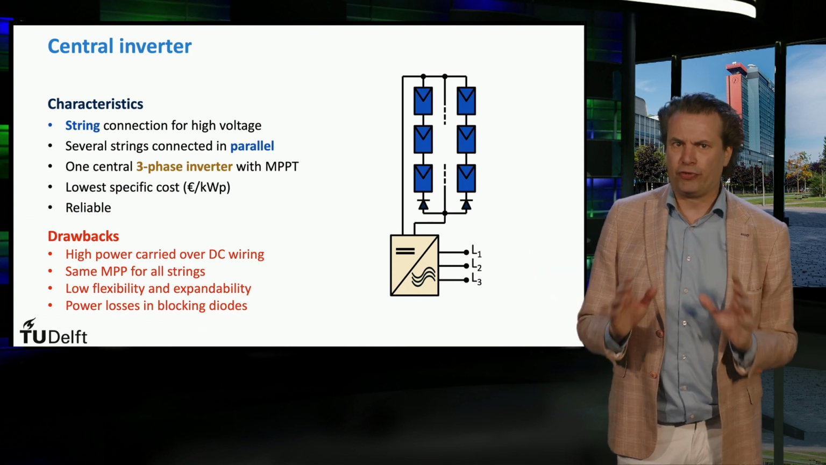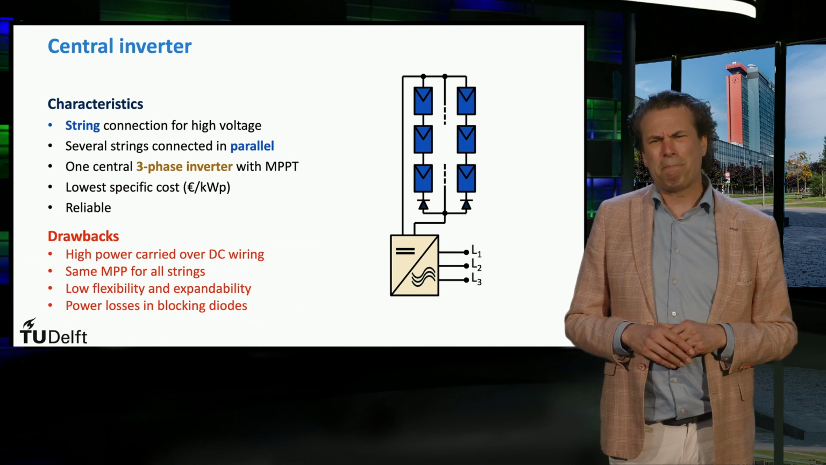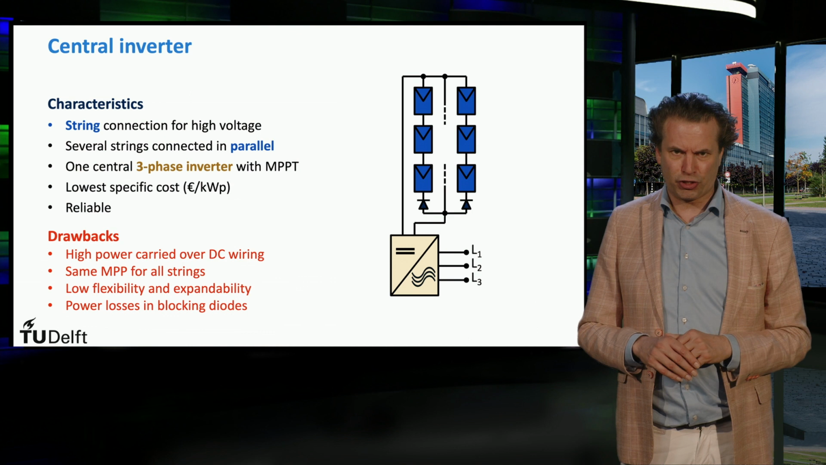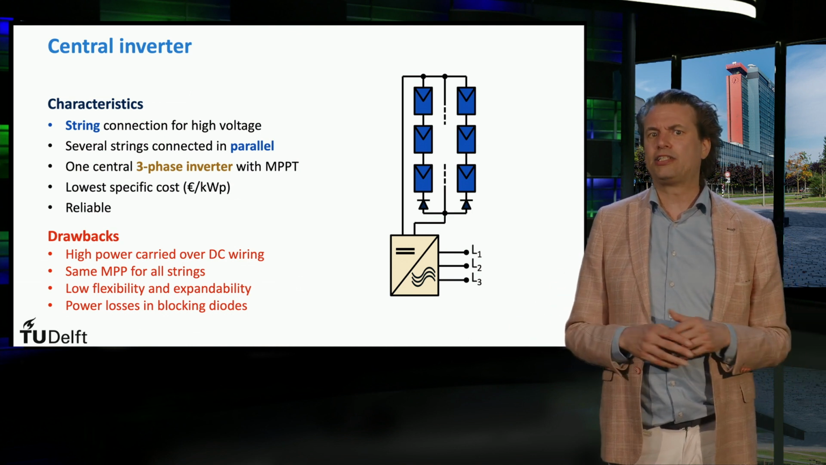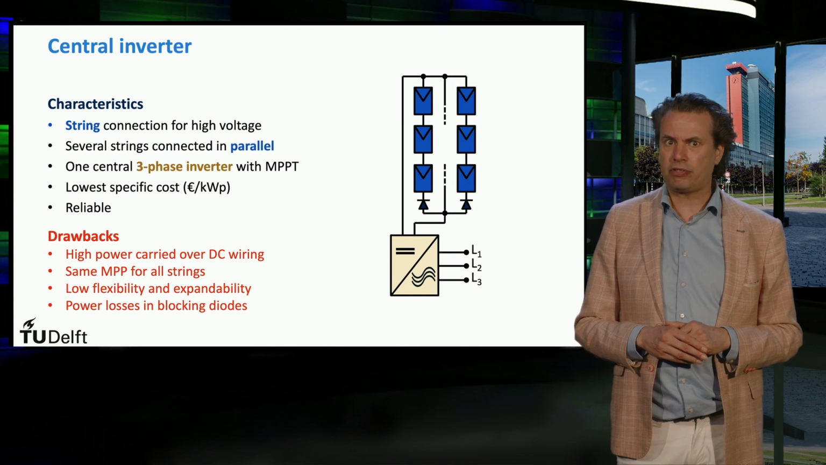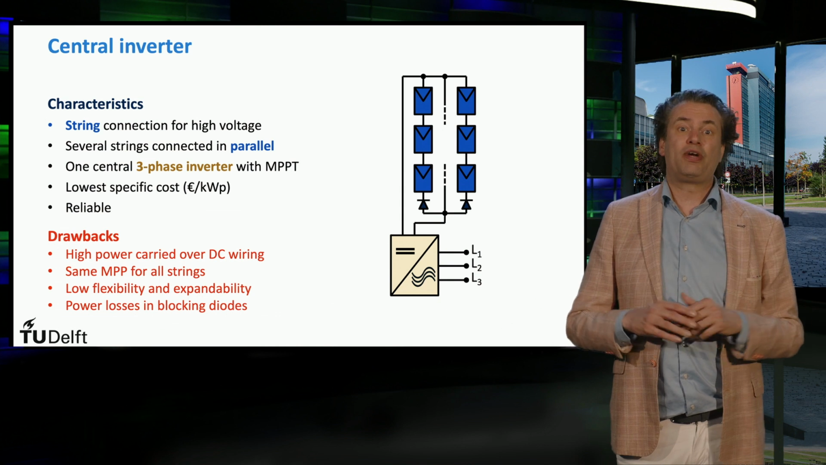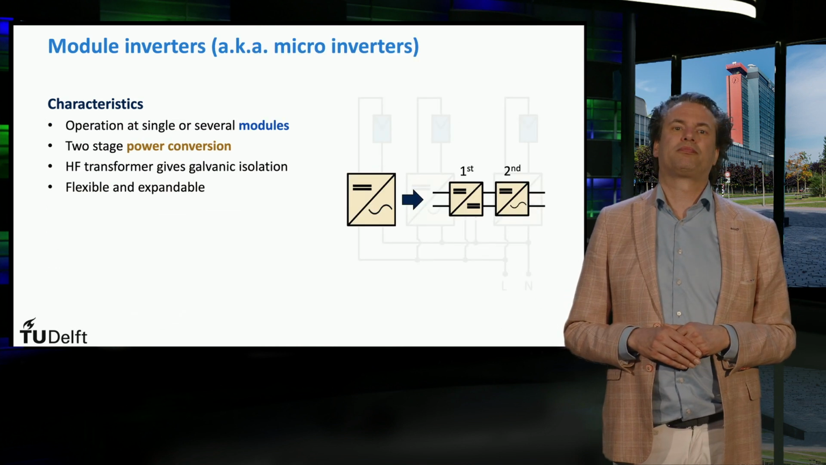A third drawback is the low flexibility and expandability of the system. As the central inverter is designed to work with a specific installed peak power, its maximum input power is limited, and so is the number of modules that the array can accommodate. Lastly, since we have to use blocking diodes in each string to prevent current circulation, we also have to consider their additional power losses.